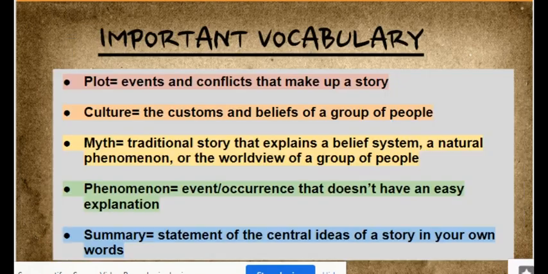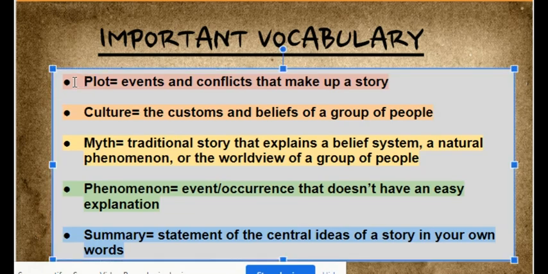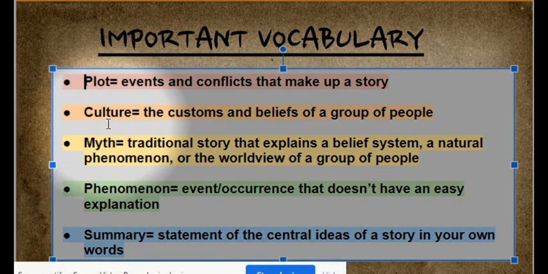Okay, so let's start with important vocabulary. Our first one is plot, okay? Plot is the events and conflicts that make up a story. All right, we're going to talk a little bit about all of these later, but just know plot is the events and conflicts that make up a story. Culture is the customs and beliefs of a group of people.